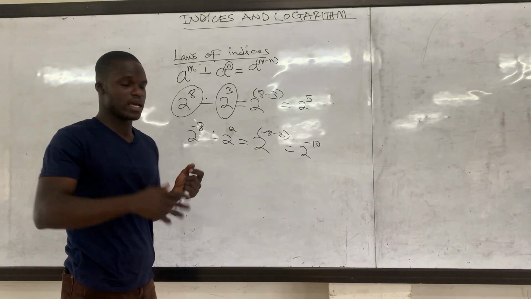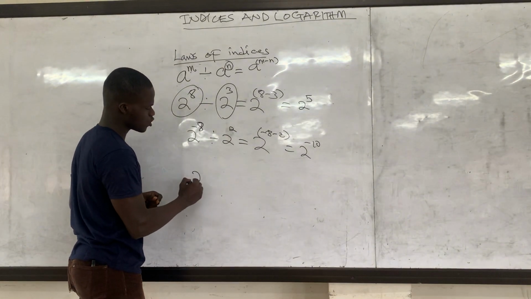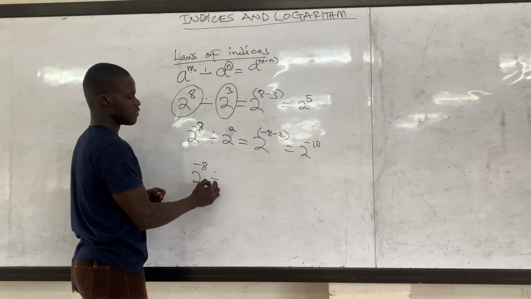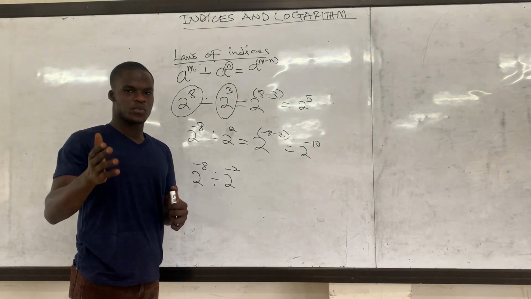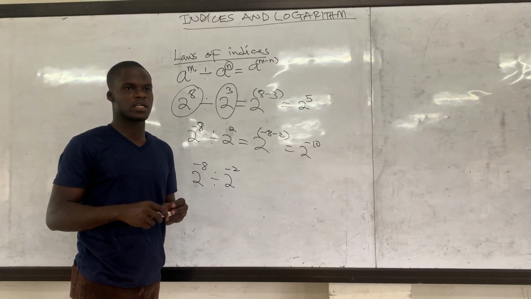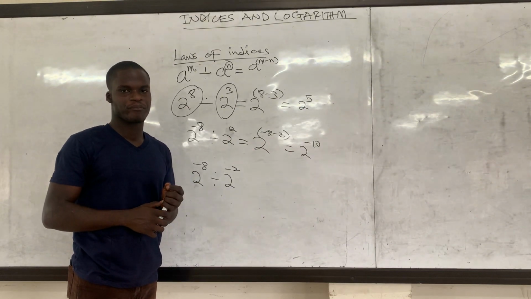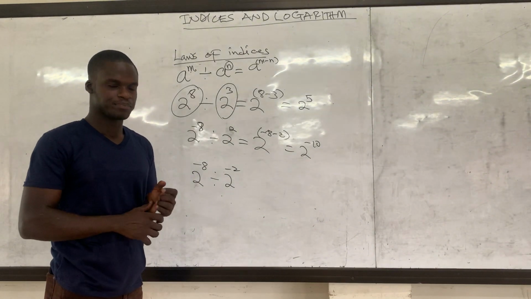Let's also take another example. What if we have something like 2 exponent negative 8 divided by 2 exponent negative 2? You can pause the video over here, you take your book and pen, and then you try solving this. Okay, let's do it together.